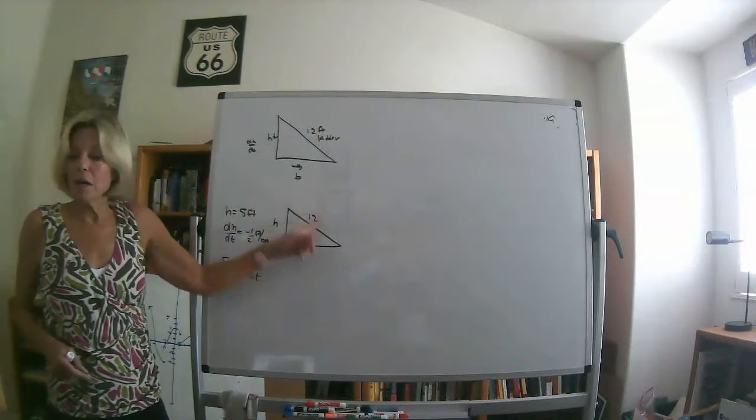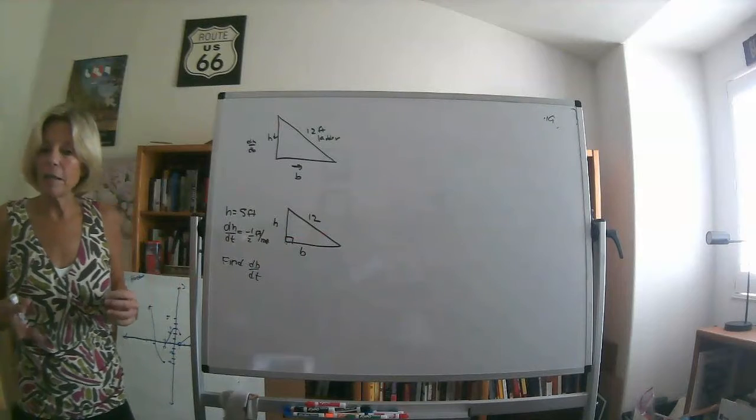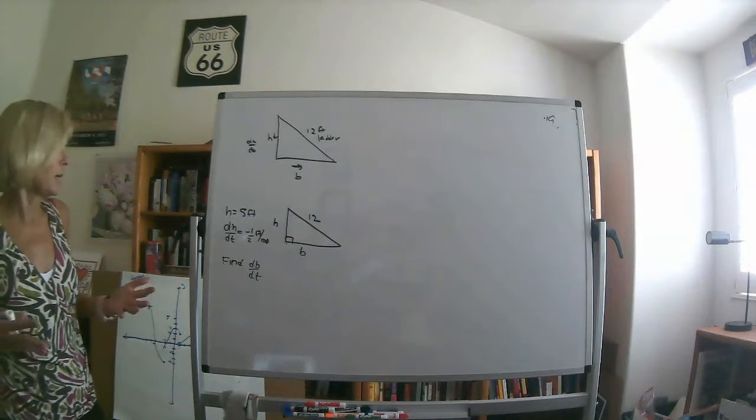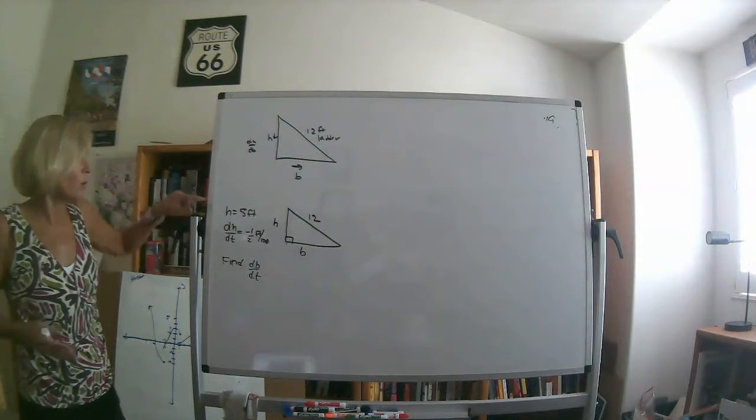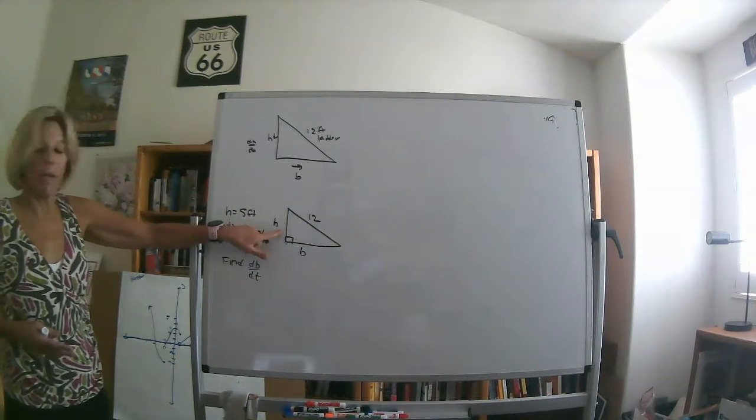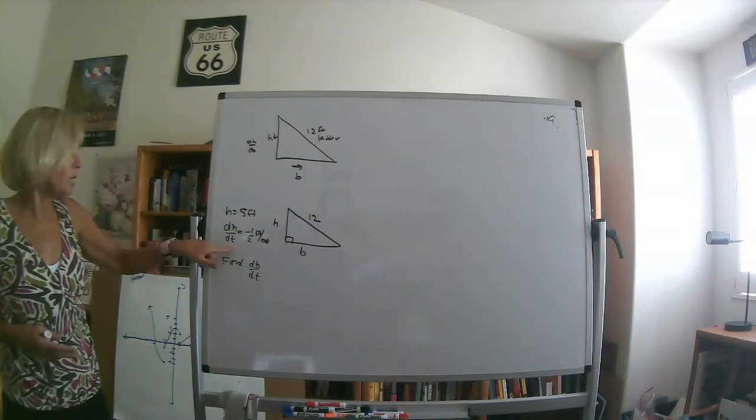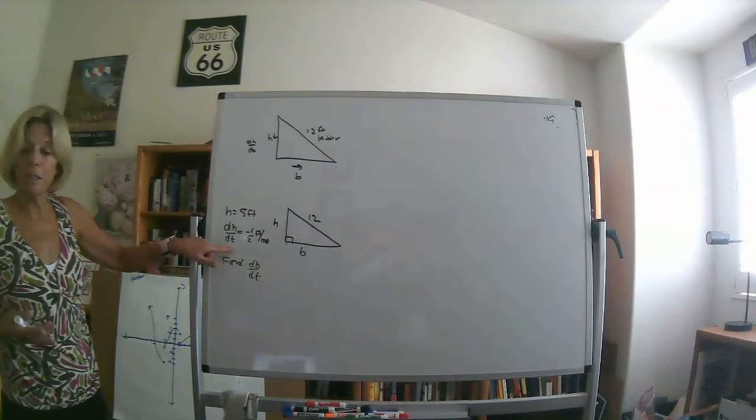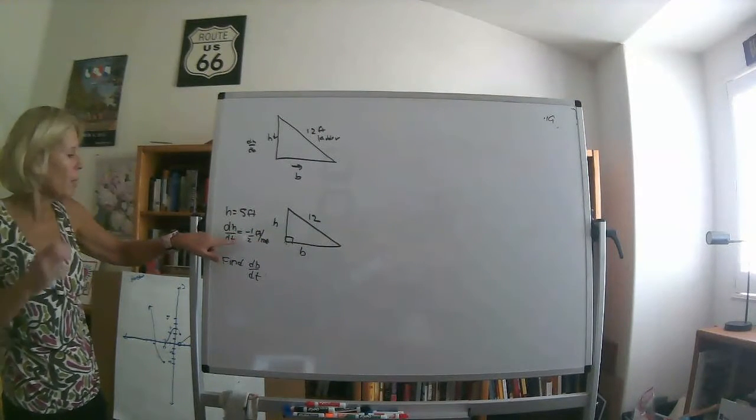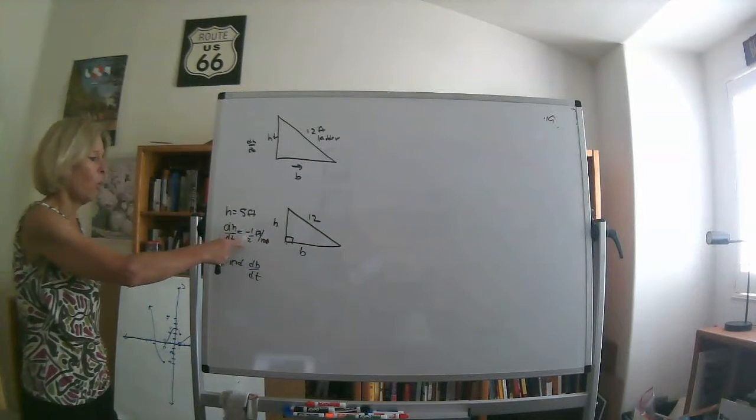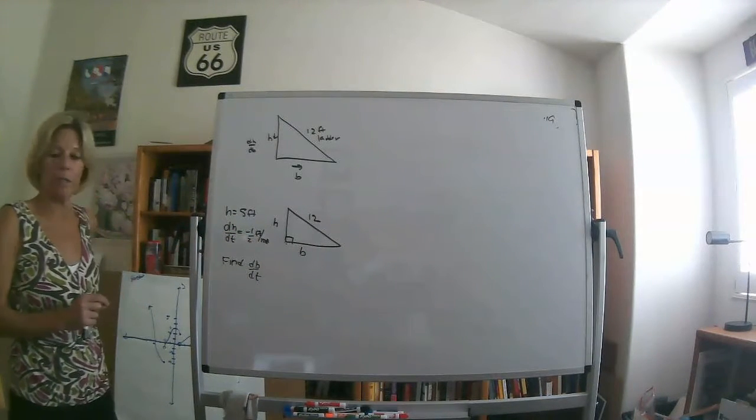The ladder does not change. That's why I labeled that as 12. That length stays the same. So what do I know? I know the height. My ladder starts off 5 feet off the ground. I know it's sliding down the wall, my dh/dt. I said 6 inches per minute. I'm going to write that as negative because it's going down, 1/2 foot per minute.